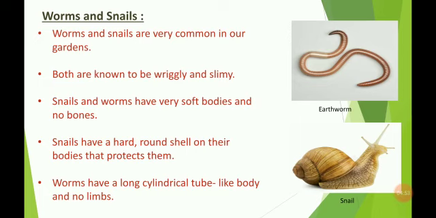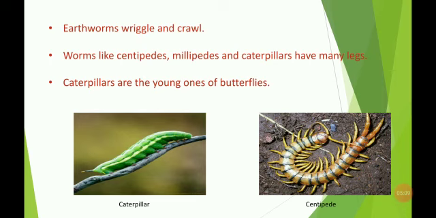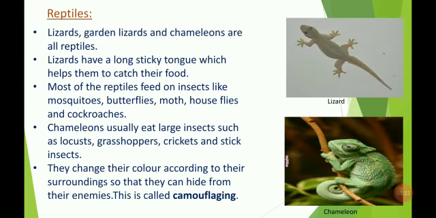Worms are also soft-bodied. Worms' bodies are cylindrical, tube-like in shape and have no limbs. Earthworms cannot fly. They squirm or wriggle and crawl. Some worms have many legs, like centipedes, millipedes, and caterpillars. Caterpillars are the young ones of the butterflies.